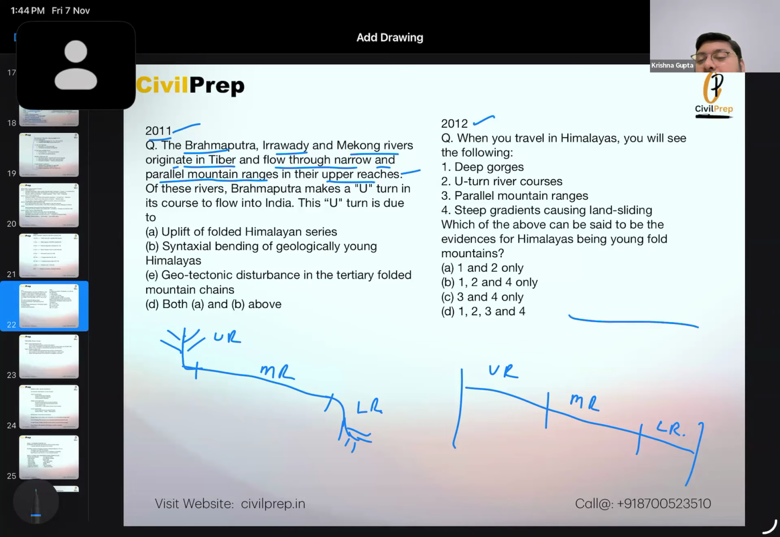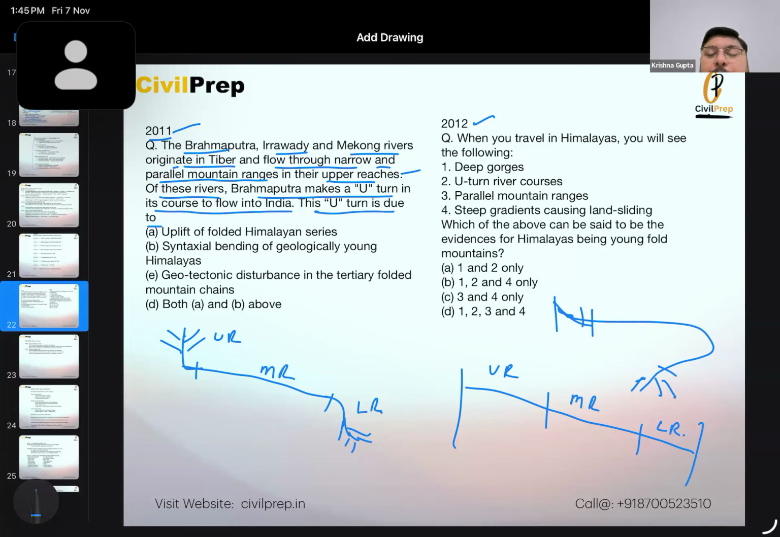But when we look at rivers like Brahmaputra, we see that it has a different context here. For example, the river is originating, so here there is a different system. Then at the middle reaches, it is taking a U-turn. Then in the lower reaches, it is having certain other factors here. So this defines different types of river systems for different rivers originating in different terrains. Of these rivers, Brahmaputra makes a U-turn in its course into India.